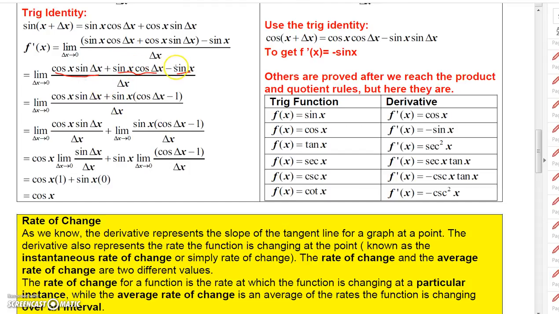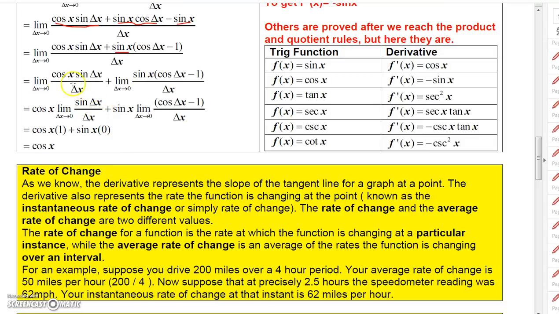Because in these two terms, I can factor a sine x out and get cosine delta x minus 1. So now I can break this up into two terms. This would be the limit of cosine x sine delta x over delta x, which is this, and then the limit of sine x times cosine delta x minus 1 over delta x. Here's what happens. The cosine x does not depend on delta x, so that's just going to be cosine x, and then you're going to have the limit of sine delta x over delta x as delta x goes to 0.